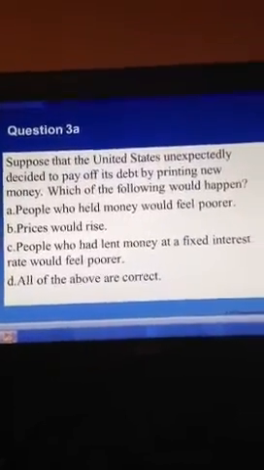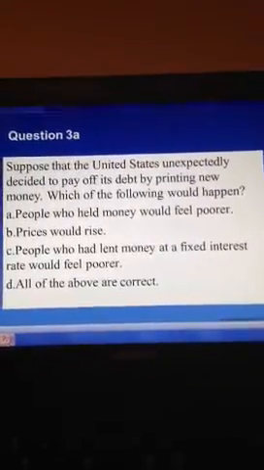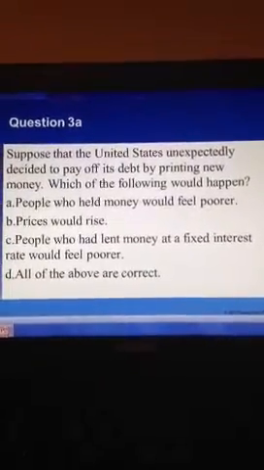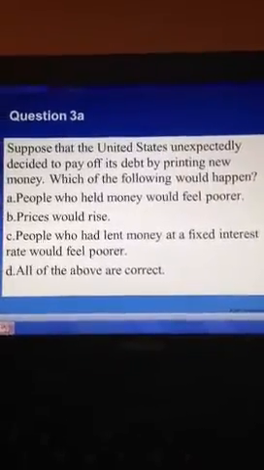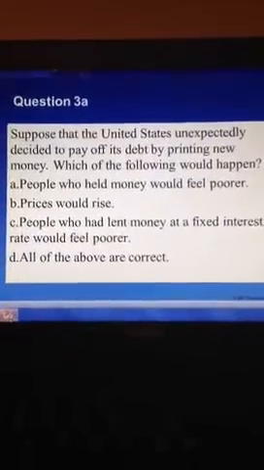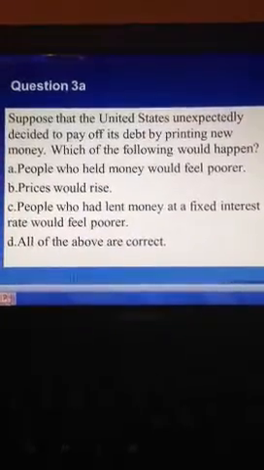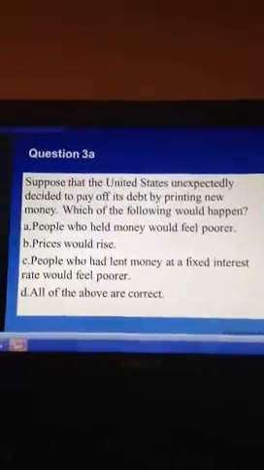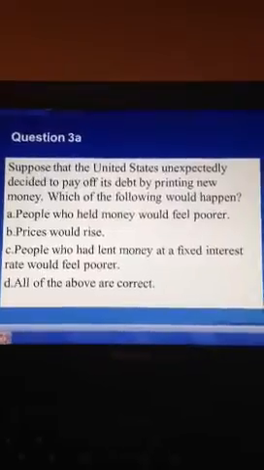So if they're trying to pay off the debt by printing new money, that means the value of the old money is decreasing because they're printing more money. So this is basically going to cause people who had held money to feel poorer, because the value of the dollar would be lower. So that's true. B, prices would rise, because the prices of goods are going to be increasing, but the value of a dollar note would decrease. So that's true. C, people who had lent money at a fixed interest rate would feel poor, which is also true because the value of a dollar is lower, so they would feel poor. So the best answer choice for this is D, all of the above.